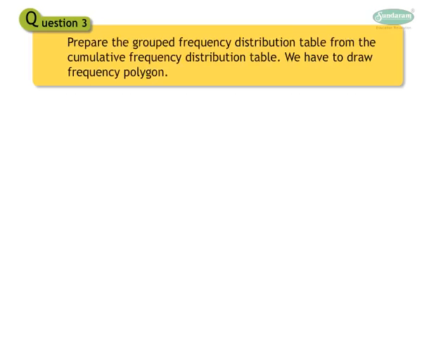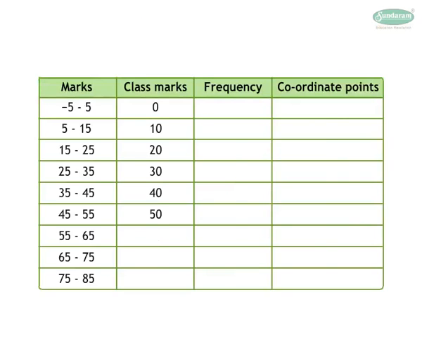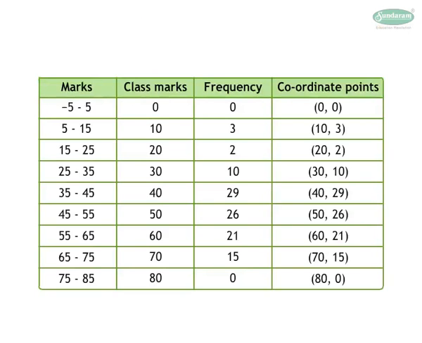Question 3. Prepare the grouped frequency distribution table from the cumulative frequency distribution table. We have to draw frequency polygon. Since this is a less than type, it means for every class the number represents the upper limit. The difference between two consecutive class is 10. So the difference between the upper and lower limit is also 10. We use these conditions to frame the class intervals.